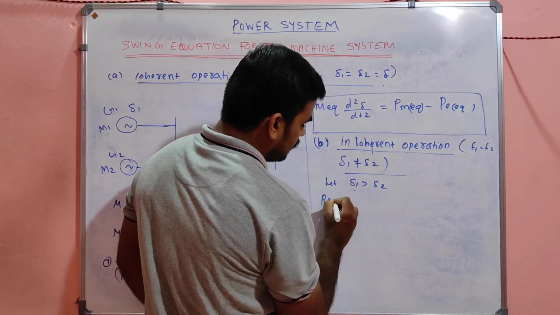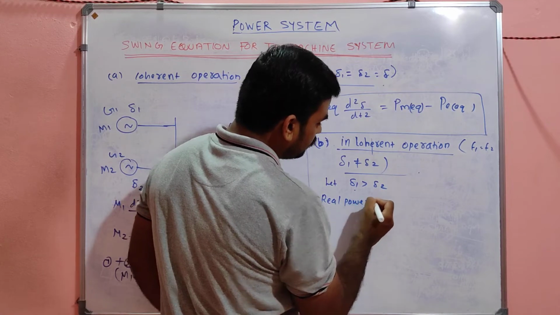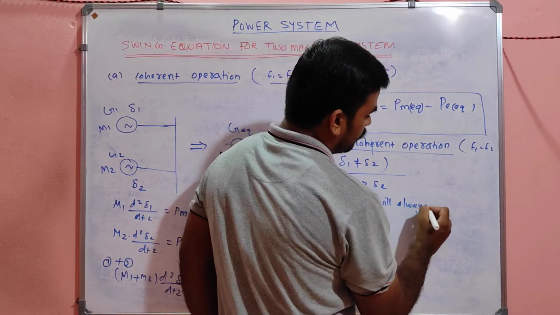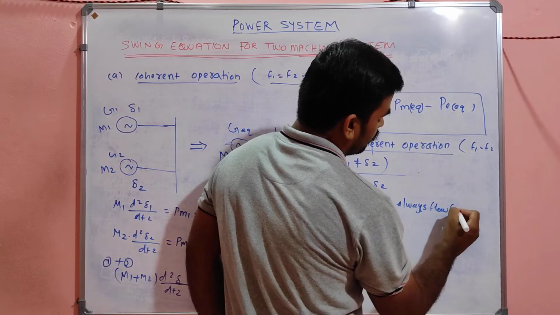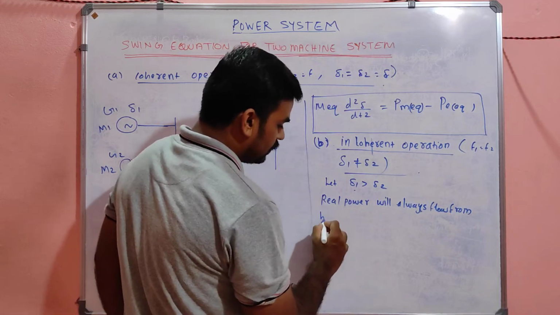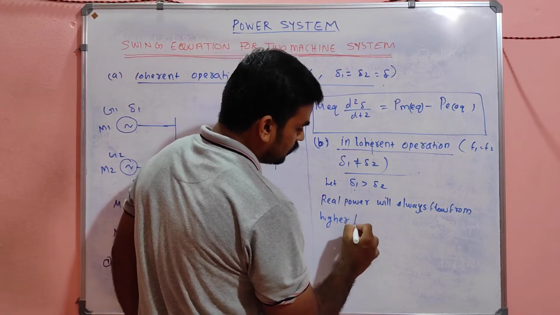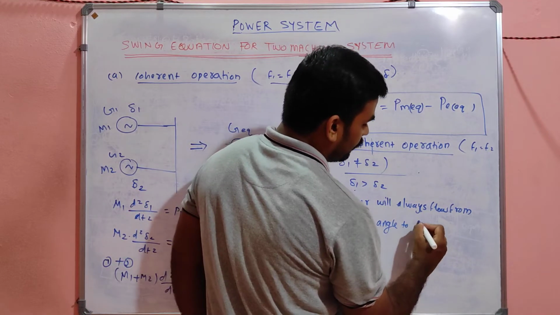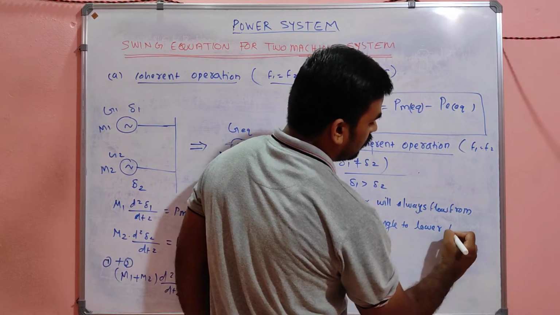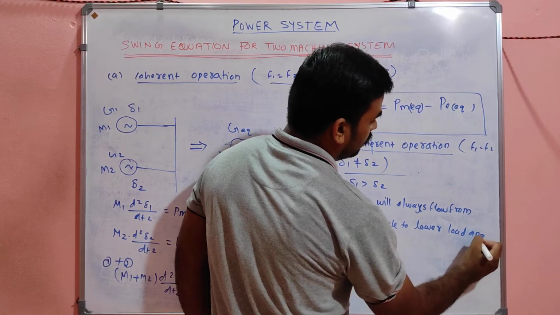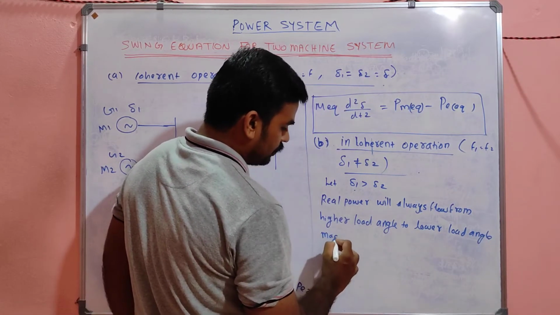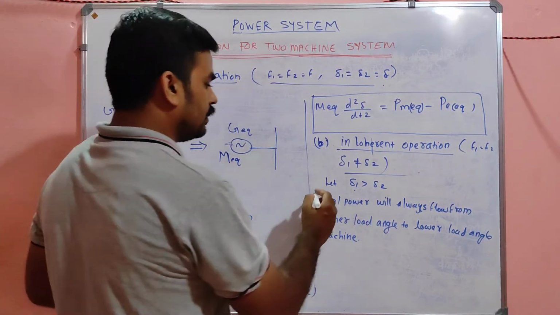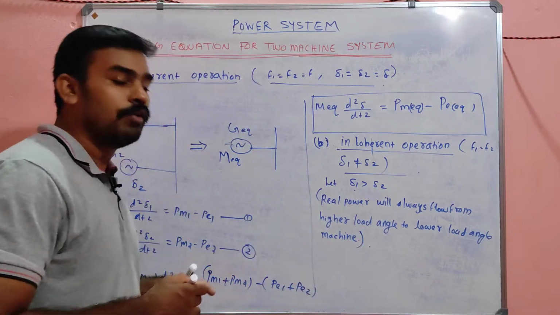The result: real power will always flow from the higher load angle machine to the lower load angle machine. This is a very important term, my dear. So always real power will flow from higher to lower load angle.